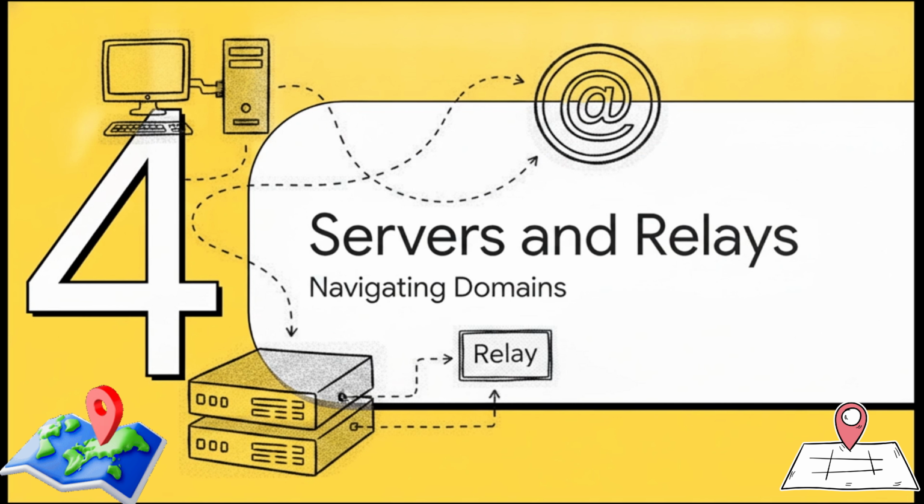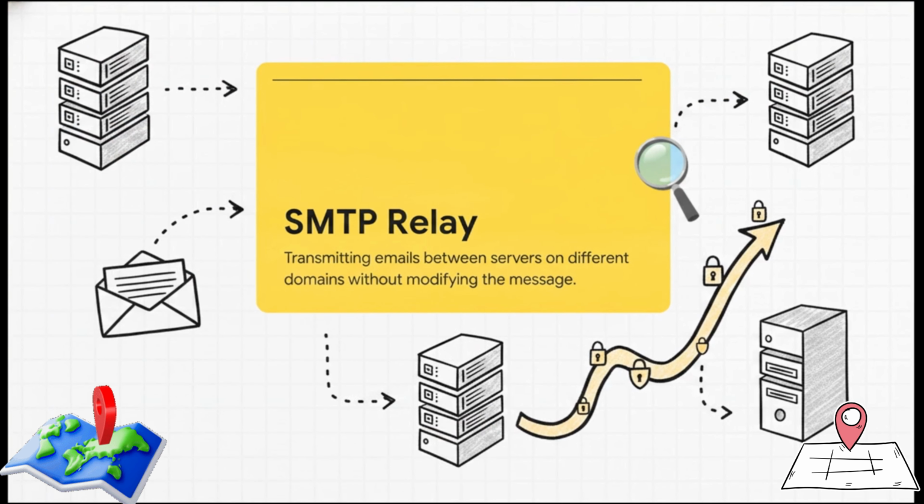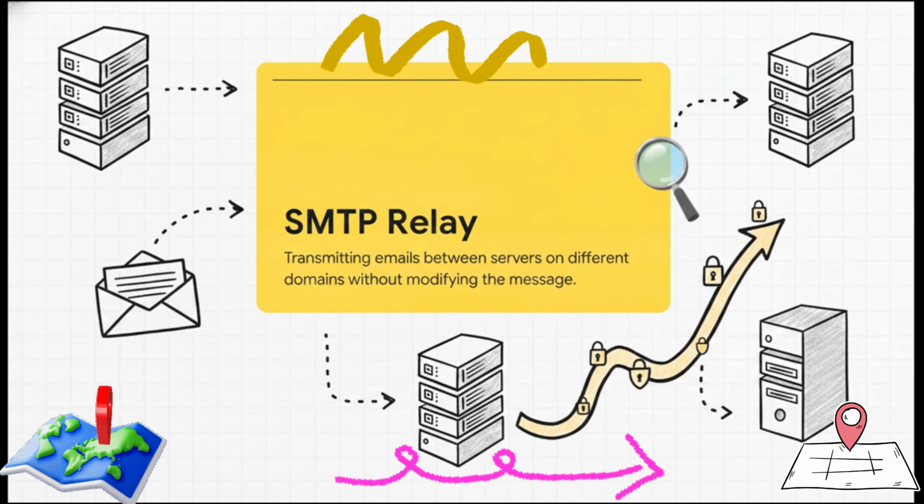Which brings us to Section 4, servers and relays, navigating different domains. Now, the journey gets a slightly different technical distinction if you're emailing someone outside of your immediate local domain network. Say you're emailing someone at a completely different company. Your email must go through an SMTP relay process. By definition, an SMTP relay is the process of transmitting emails between SMTP servers hosted on different domains, all without modifying the message itself in any way. It acts as a critical bridge, spanning the gap between these totally distinct networks.